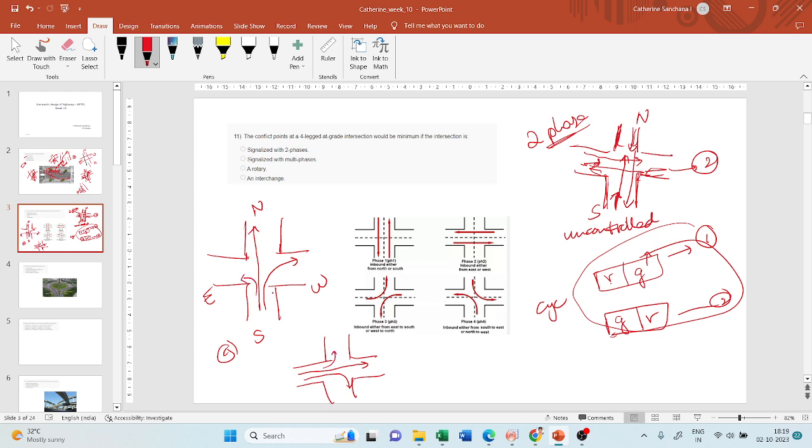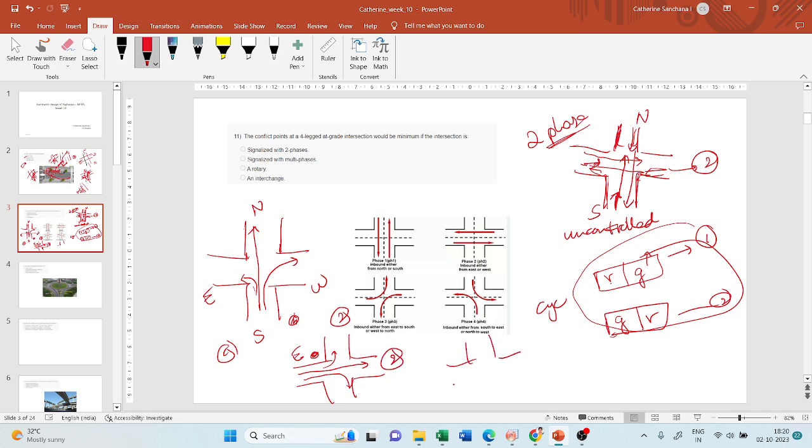So for one green time, if south has a green, all the others will have a red, and all the vehicles accumulated in this leg will discharge, right? In the next phase, the vehicles in the east direction will get a green, and all the vehicles accumulated in the eastern leg will discharge, right? Now this is the second phase.